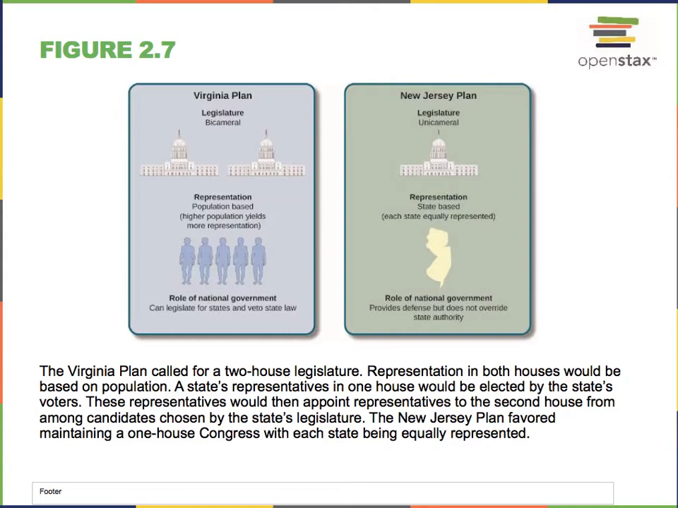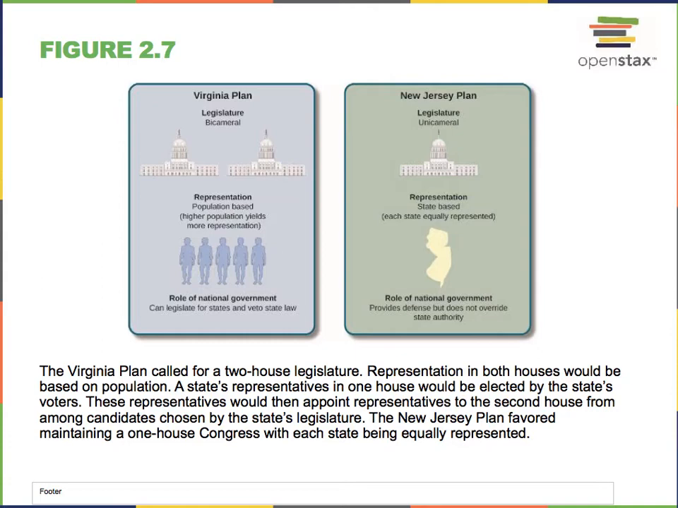That sounds a little bit familiar to at least the House of Representatives of what we have today. These representatives would then appoint representatives to a second house from among candidates chosen by the state's legislature. So the state's legislature put forth some candidates, and then the folks up in the national government would pick which ones are representative. That doesn't sound that familiar to the modern day system.